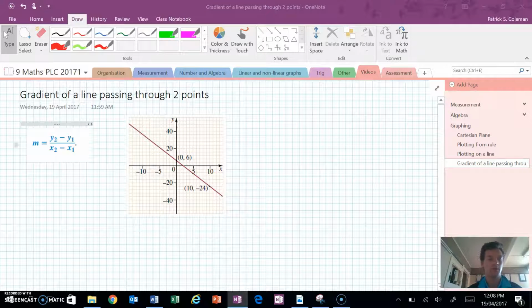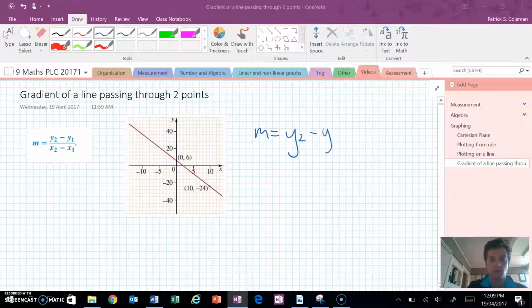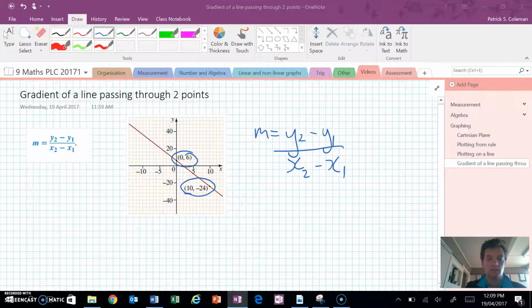And we've got a formula that m equals y2 minus y1 over x2 minus x1. So what we do is we take the 2 points on the graph. First of all, let's write that formula out: m equal to y2 minus y1 over x2 minus x1. Now our points on the graph here, we've got 10 and negative 24 as one point, and we've got 0 and 6 as the other point. So let's substitute those values in.